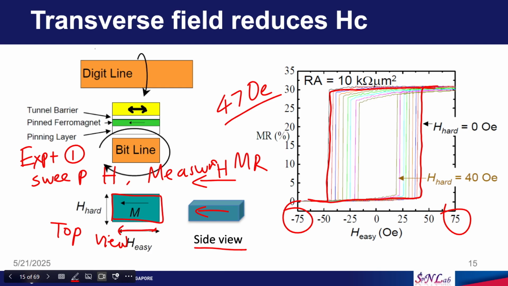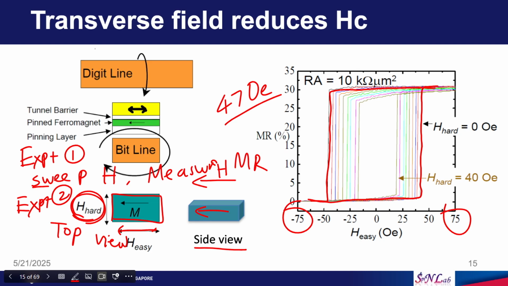Okay. So, in the presence of this hard magnetic field, now we do the second experiment. In the earlier experiment, the hard field was 0. Now, this hard magnetic field has some finite value. So, we sweep the magnetic field again, and we measure the MR.